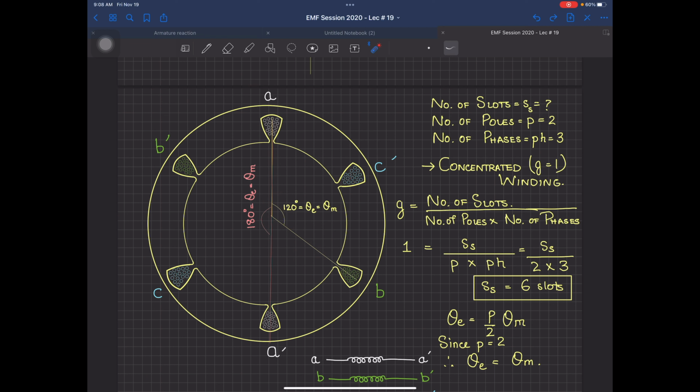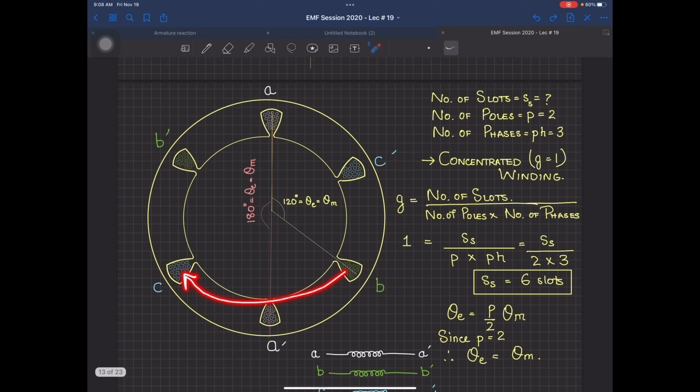Why 120? Because the three-phase supply which you are going to use over here has A and B with a phase displacement of 120. And for obvious reasons, this is B, then this is B dash over here. Then from B to C, this angle is again 120 degrees. From C and then C dash, again you have 120 degrees over there. So 6 slots are fulfilled like this: A is here, A dash is here, B is here, B dash is here, C is here, and C dash is here.